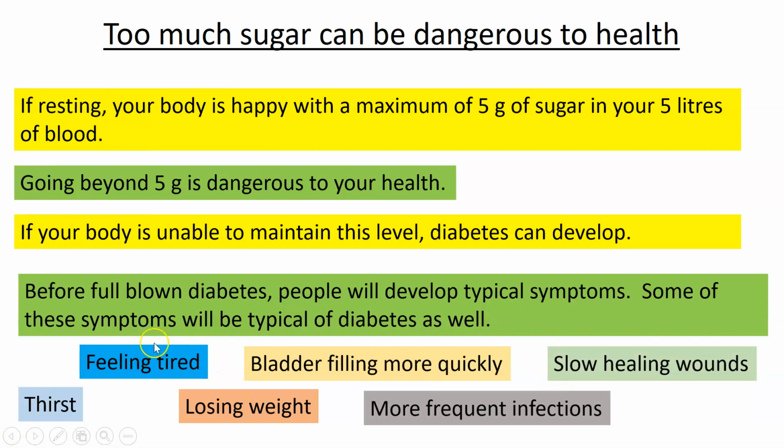So these are the common symptoms of diabetes, and some of these symptoms people start to feel before they even have full-blown diabetes. They might start to develop feeling thirsty, for example, feeling tired, and even start to lose weight. So these are the earliest signs of people who are perhaps in danger of developing diabetes in the very near future.